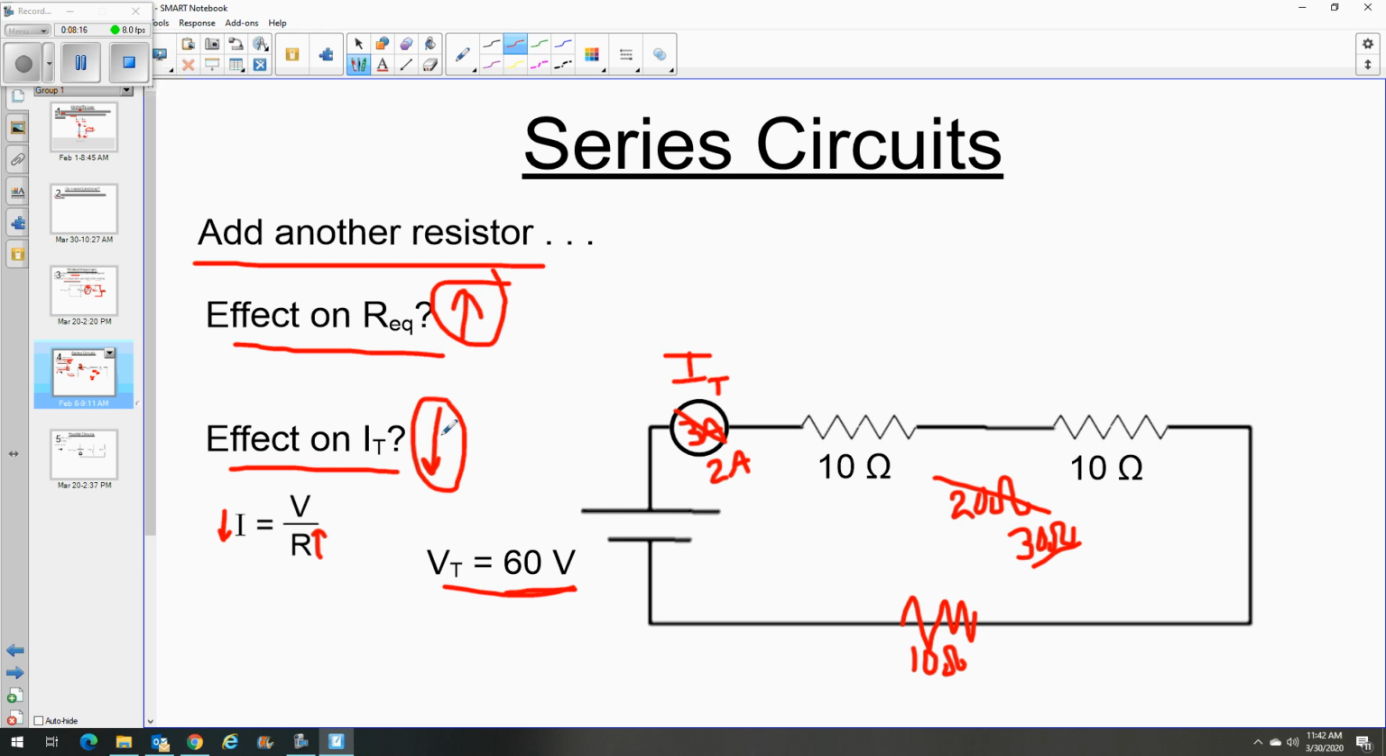Do not be fooled by that rule for current in a series circuit that says I total equals I1 equals I2 equals I3. That rule does not state that you can't change the current in a series circuit. All that rule says is if you measure the current in multiple places, they will be the same. They might change if you add another resistor, but they will always be the same as each other.